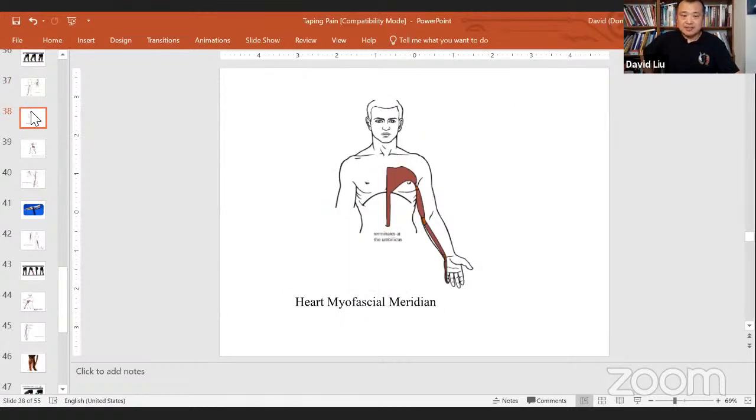This is the heart myofascial channel. We can see it from the pinky finger in the frontal, middle side, going to the heart through the armpit.